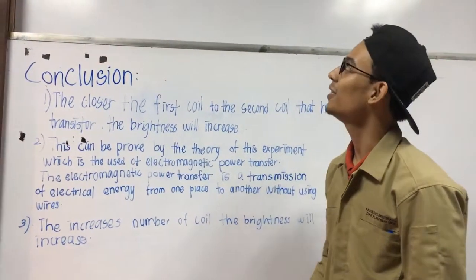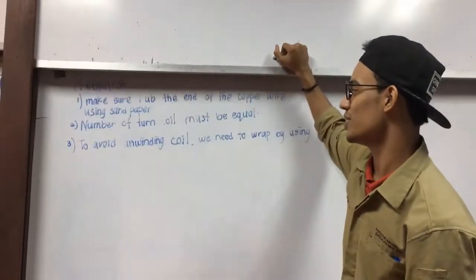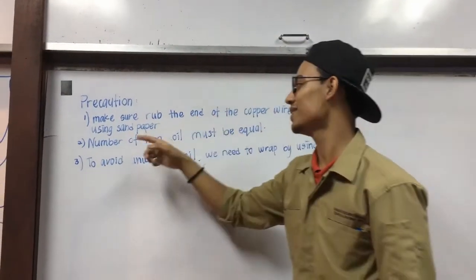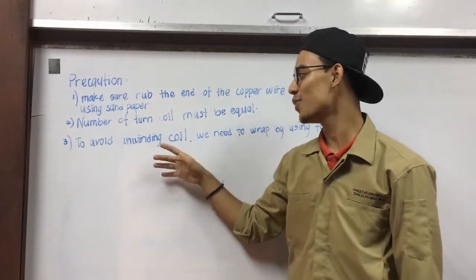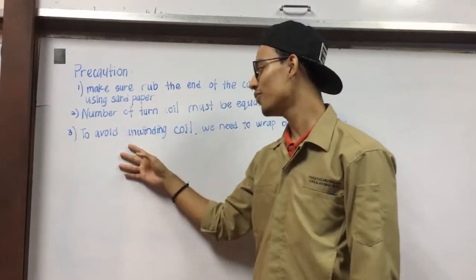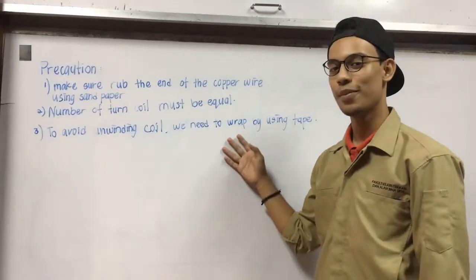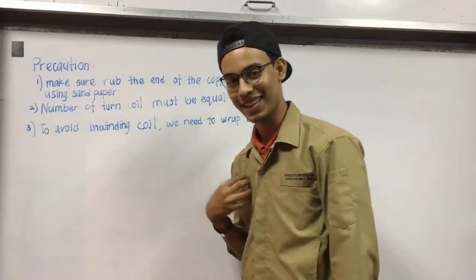Okay, then before we do our experiment, we need to know some precautions. Number one is make sure to sand the end of the copper wire using sandpaper. The second one is the number of turns of the coils must be equal. And the third one is to avoid unwinding the coil, we need to wrap it using tape. Okay, thank you. That's all for me.